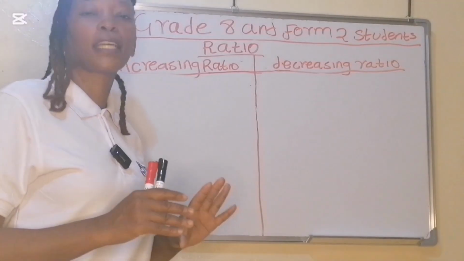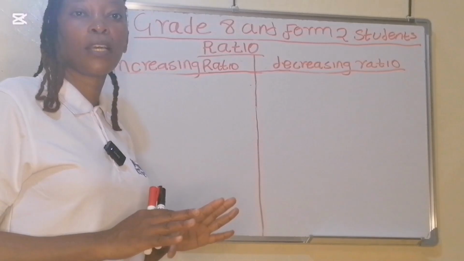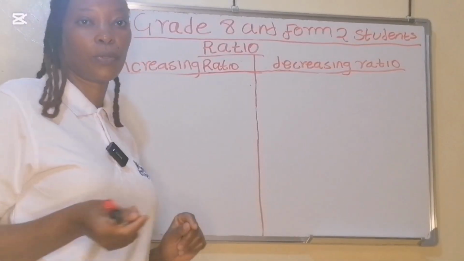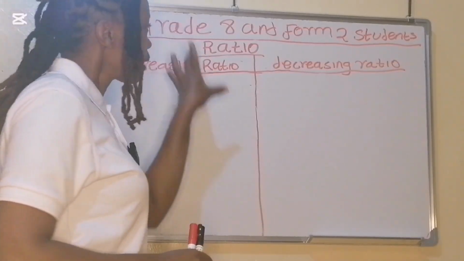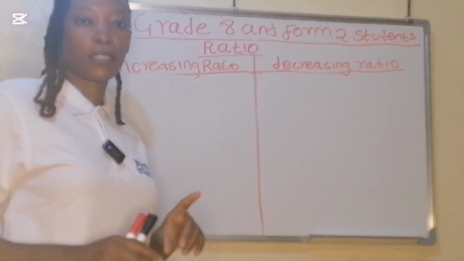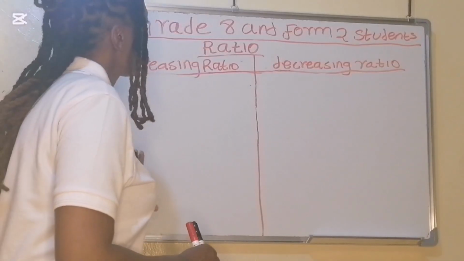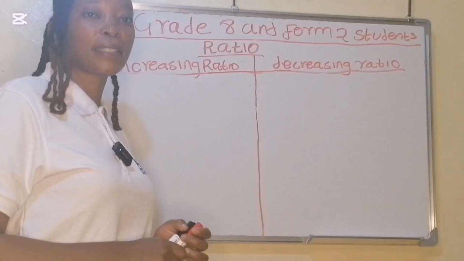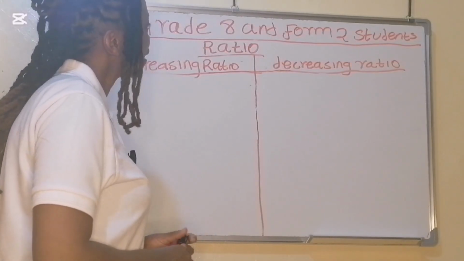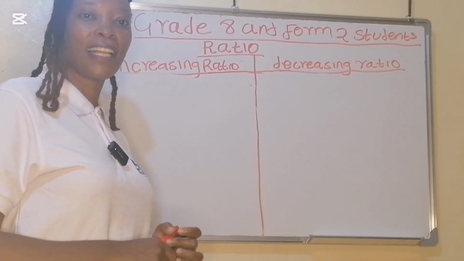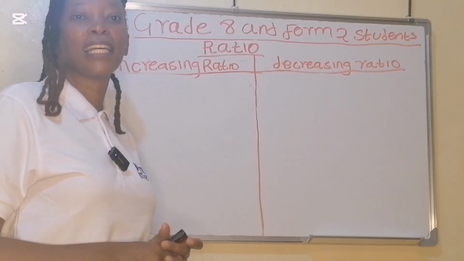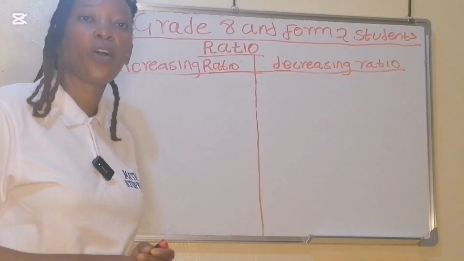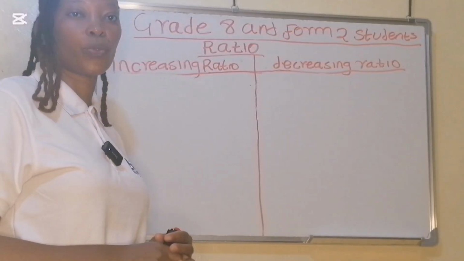Because like everything across the world, most of the time we share whatever we have in ratio. Okay? So this is for Grade 8 and Form 2 students. Please share this widely with students, because today I'm going to teach you an important trick that will take you less than 10 seconds to identify which is an increasing ratio and which is a decreasing ratio.